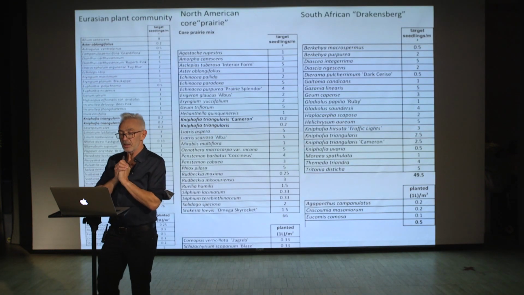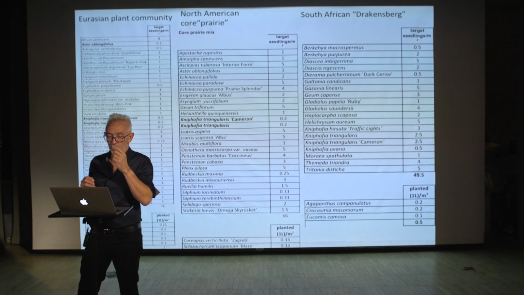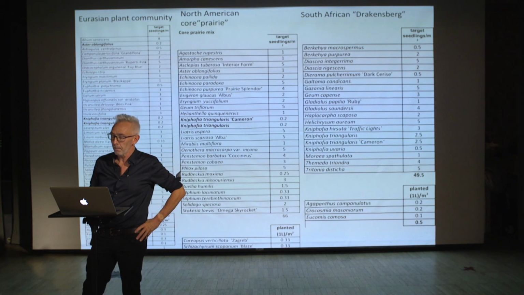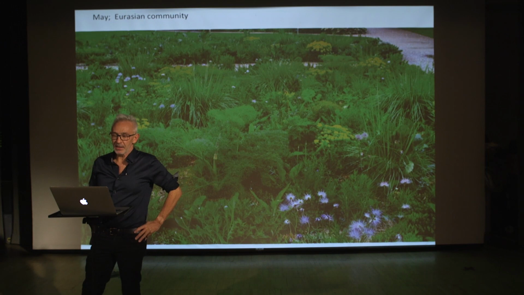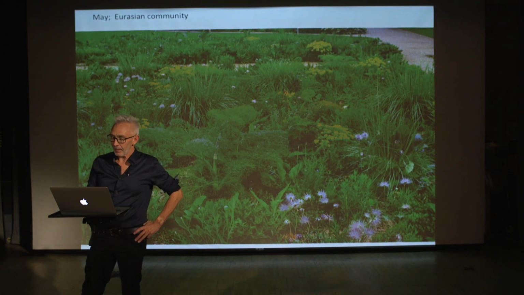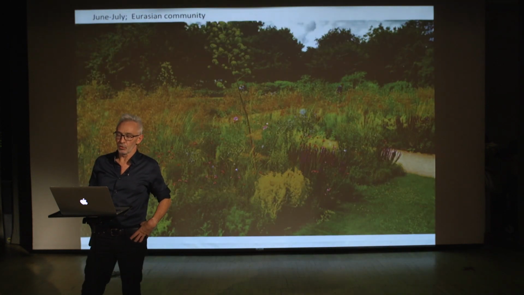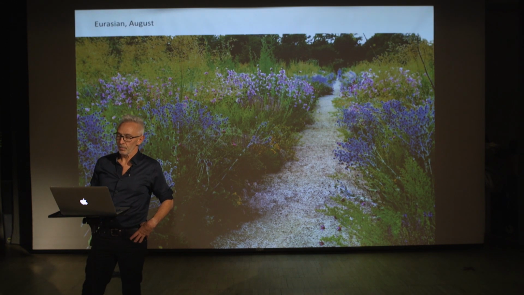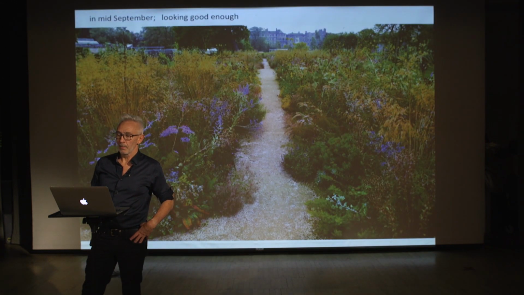So these are the species that we use, and you can look at these at your leisure, because I think we're going to make this presentation available to everyone as a download. So in May, this is the Eurasian community, and you can see how complex it is. Pulsatillas have just finished flowering. Same place in June, July. And again, you get a sense of how incredibly complex it is. Same thing in August, and then in September.